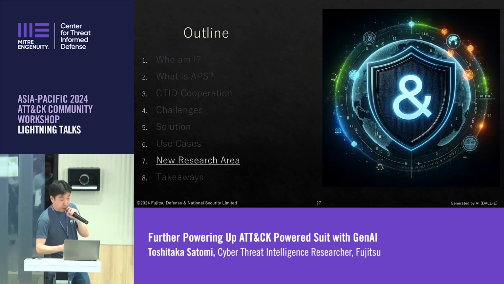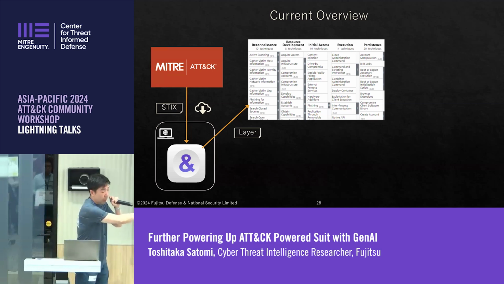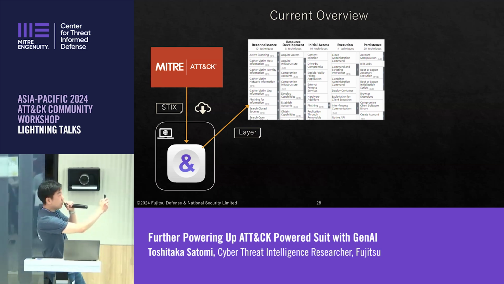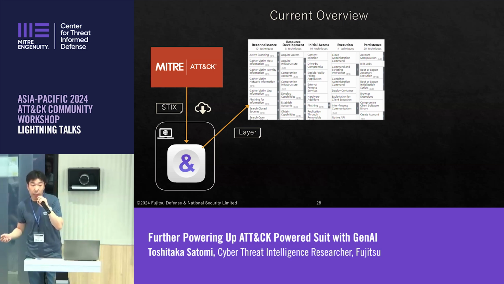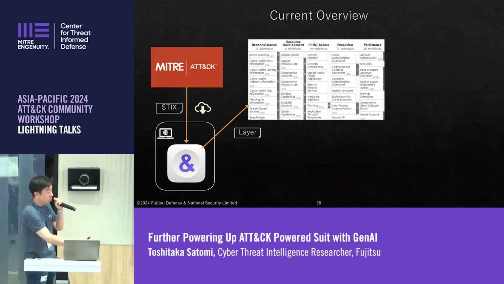New research area. This picture shows the current overview from a data flow perspective. The bottom left is APS. At first, APS loads MITRE ATT&CK Navigator, based on version 6.1. The current APS can generate ATT&CK Navigator layer content and upload it, shown at the top middle.